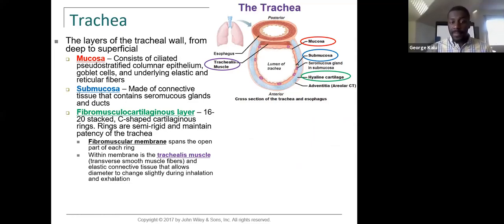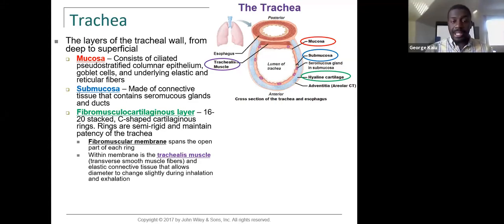This trachealis muscle is really important because it allows your trachea to constrict just a little bit and expand just a little bit. That's going to be important during inhalation and exhalation. So when we inhale, the trachealis muscle is going to relax a little bit, and as it relaxes, that allows more air into your lungs. And then if we need to exhale, the trachealis muscle is going to constrict a little bit, and as it constricts, it closes up the diameter of the trachea just a little bit to help force the air out. So this is what helps to regulate the size of the lumen of your trachea.